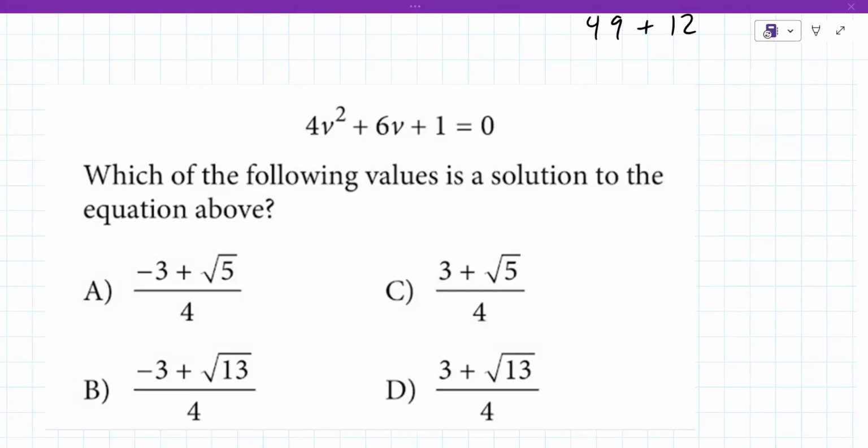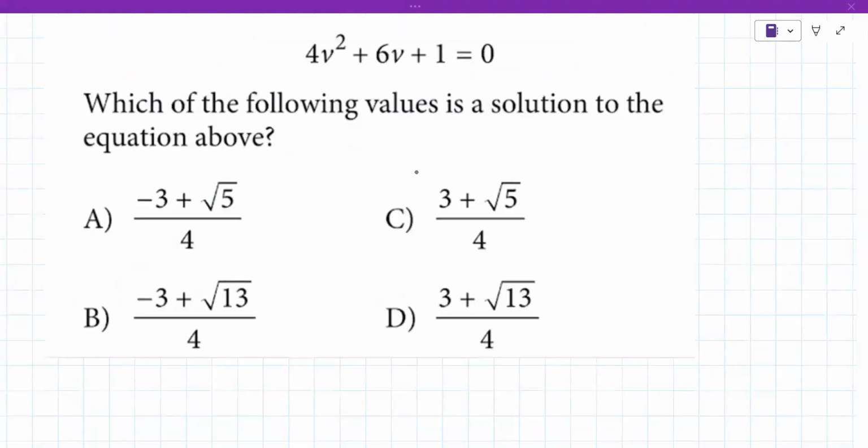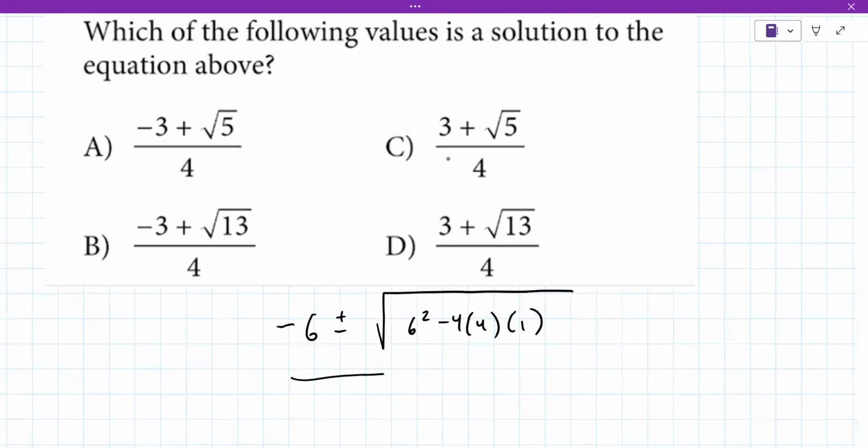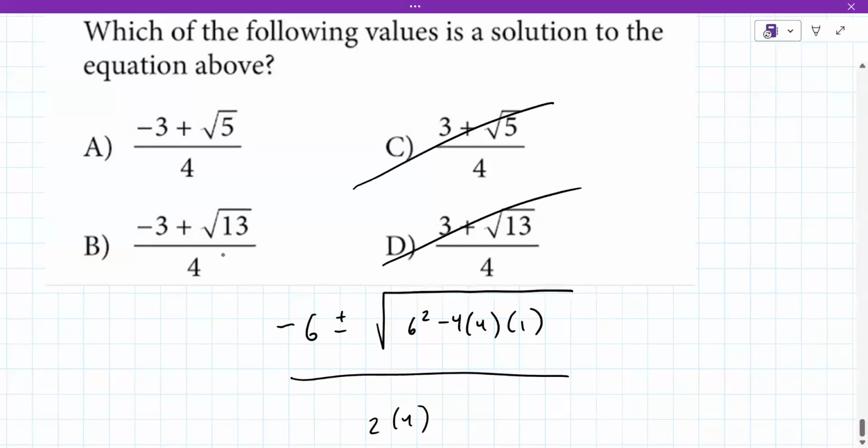Is it B? Let's take a look here. So it is minus b plus or minus the square root of 6 squared minus 4 times 1, all over 2 times 4. So you're in good shape here. You've got the -3 over 4, -6 over 8 is -3 over 4. So it's probably A or B.